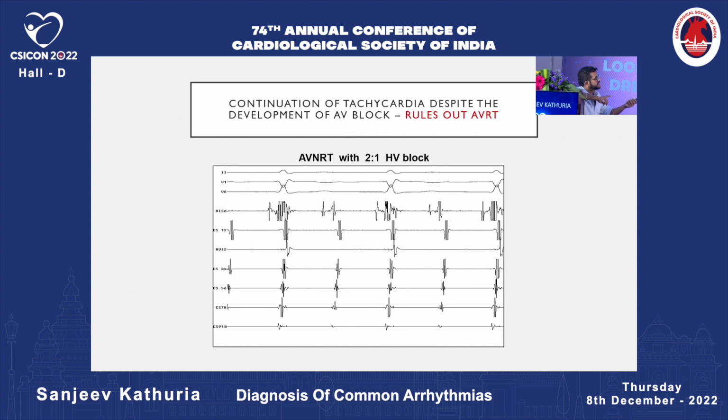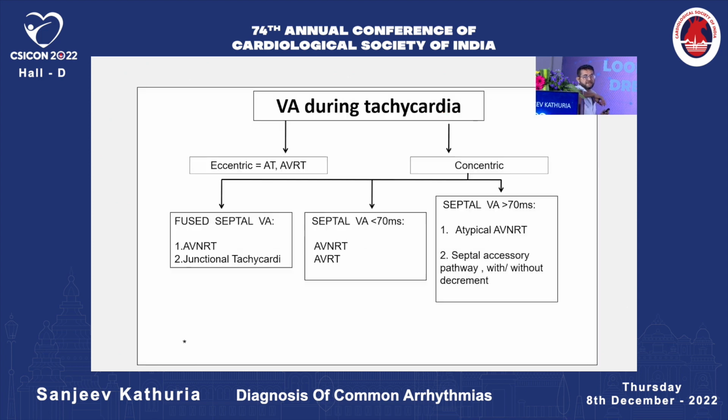Here you are seeing you have 2 A's and a V. Tachycardia is continuous with one block, and this can happen in an AVNRT. Again, whether you have an A or B, either AVNRT. If you have a VA which is separated, less than 70 milliseconds, you can either have AVNRT or an AVRT.